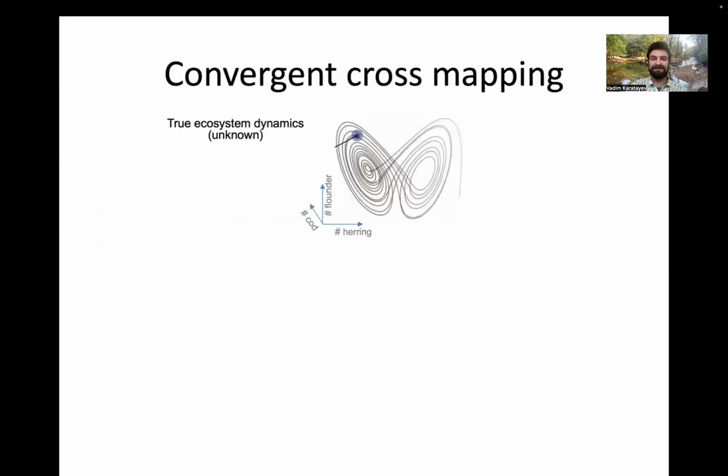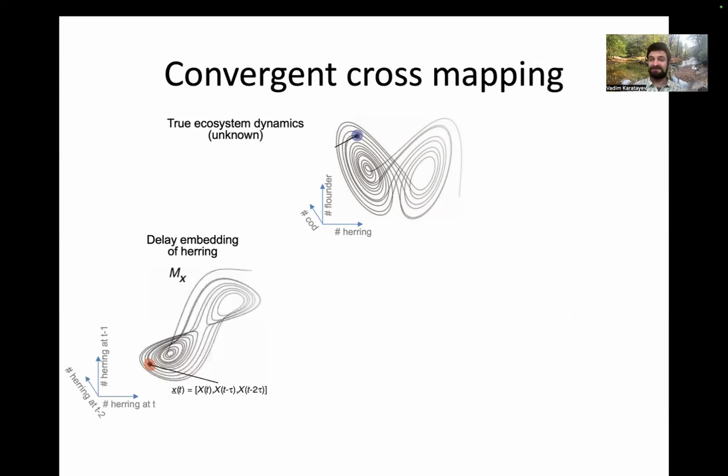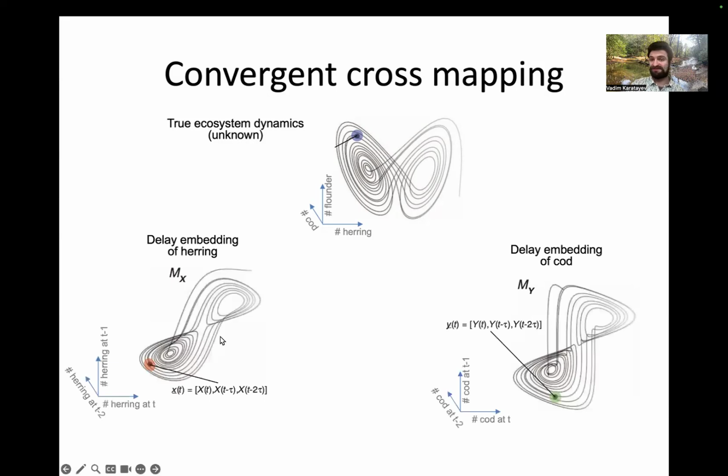So a little bit more detail on that. Suppose our full model of the ecosystem, the true dynamics of the ecosystem, have 3 important species and they follow this attractor, but we don't know what that model is or anything about the system. We just have, for instance, a time series of herring. And as I've shown you with the time delay embedding, we can plot herring now versus how many herring last year versus how many herring 2 years ago and reconstruct the original attractor with just the time series of herring.